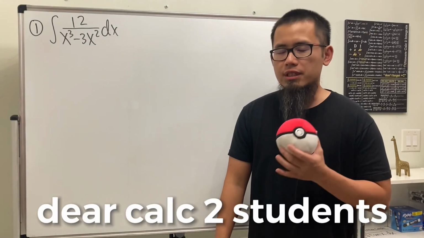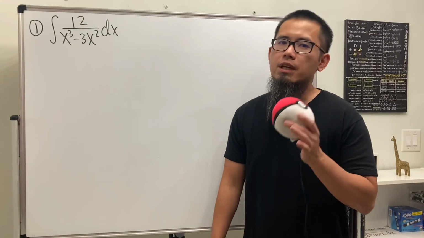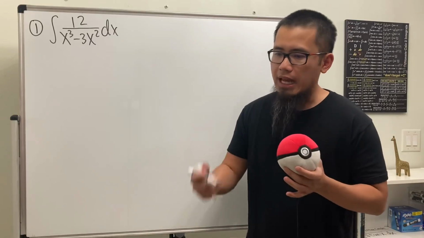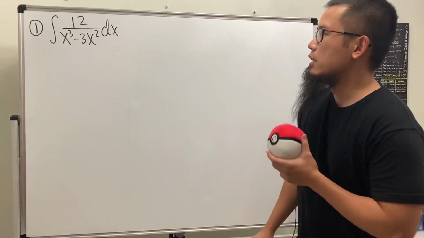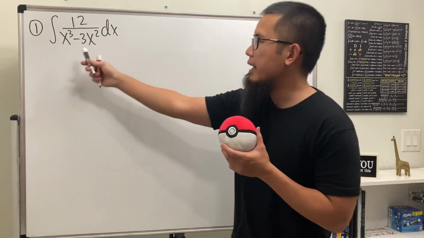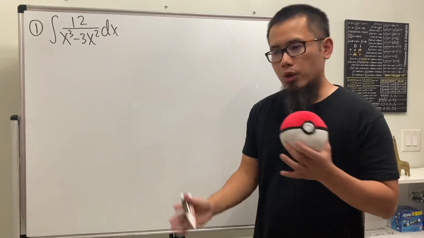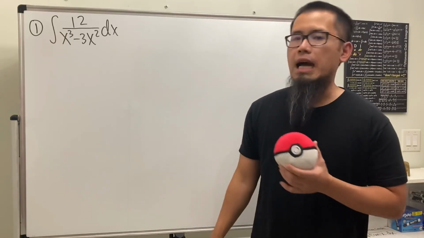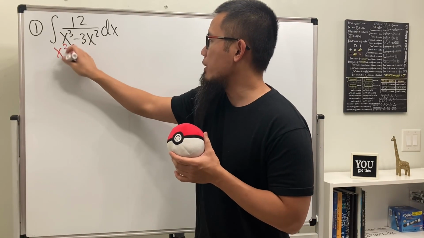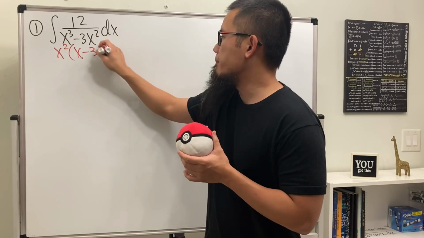Dear Calc 2 students, in this video we'll see how to deal with integrations with partial fractions when we have the denominator that has some repeated factors. So if you look at the first one, we have the integral of 12 over x to the third power minus 3x squared. Well, of course, go ahead and just factor the denominator. In this case, we can factor out the x squared, so we get x squared times x minus 3.